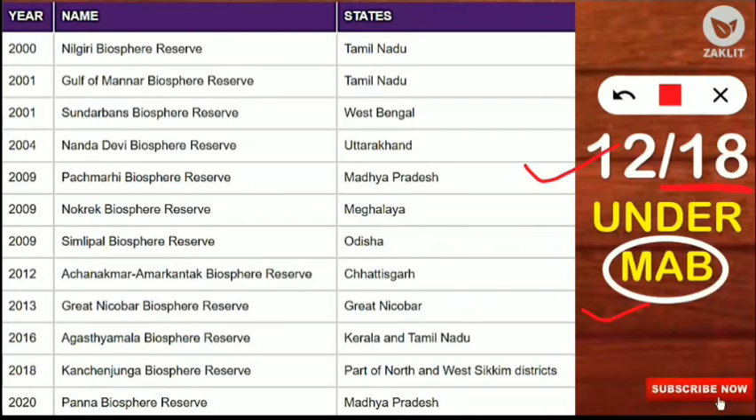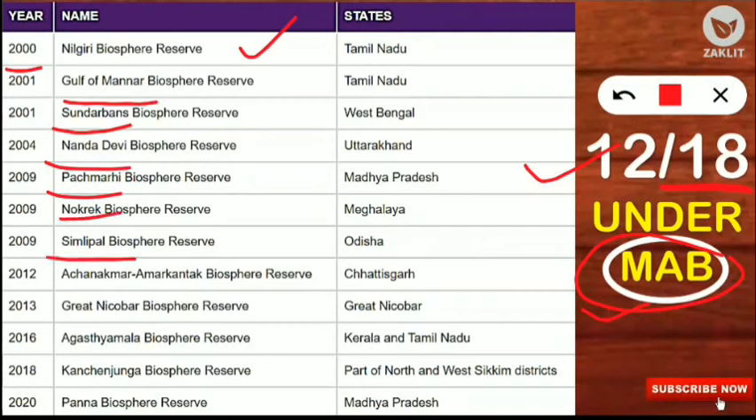We will know what are the 12 biosphere reserves in India under the MAB program, starting with the Nilgiri Biosphere Reserve, which was designated in the year 2000. Next is Gulf of Mannar Biosphere Reserve in Tamil Nadu, Sundarban, West Bengal, Nanda Devi of Uttarakhand, Panchmarhi, Madhya Pradesh, Nokrek, Meghalaya, Simlipal, Odisha, Achanakmar-Amarkantak in Chhattisgarh, Great Nicobar Biosphere Reserve, Agastyamalai, Kerala and Tamil Nadu, Kanchenjunga, and the latest one is the 2020 Panna Biosphere Reserve in Madhya Pradesh, which is also under the Man and Biosphere program of UNESCO.